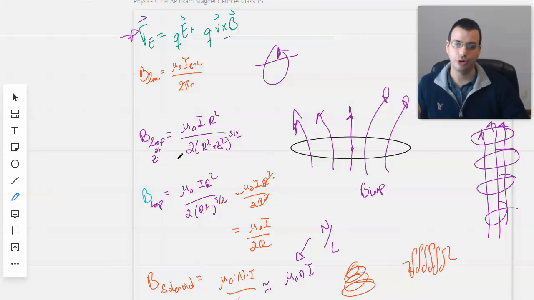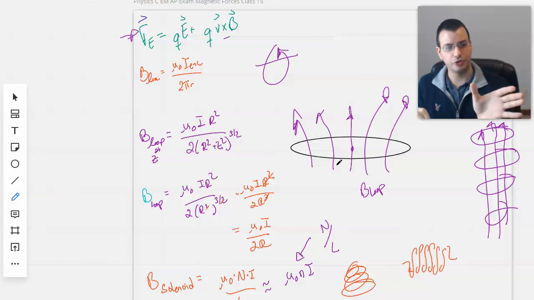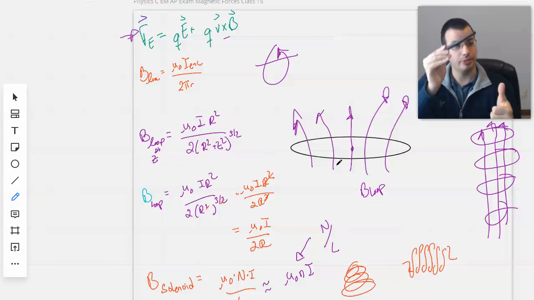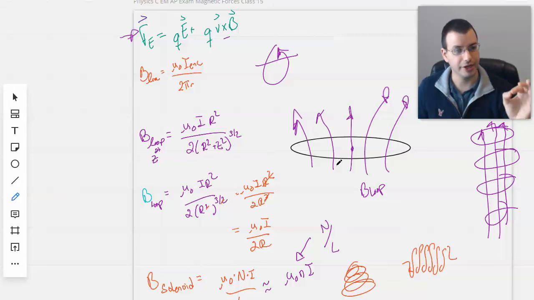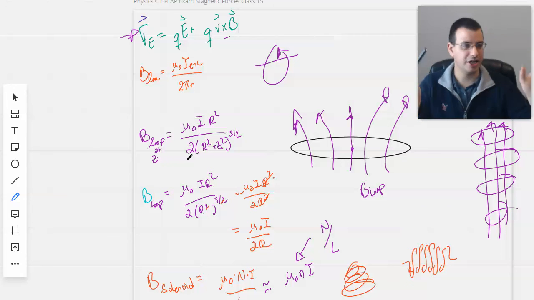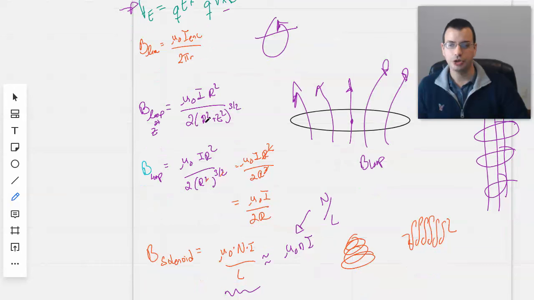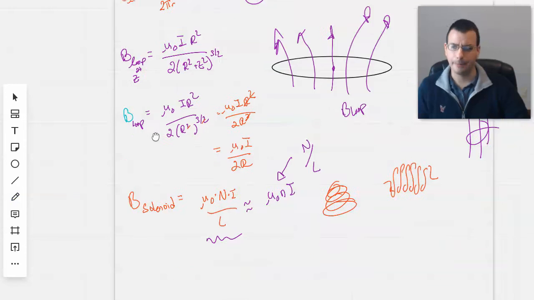The loop, where it's at z, but I'm going to talk about just this basic loop first. So for a loop, you wrap your fingers around the direction of the current, and your thumb will point in the direction of magnetic field. And then for a loop at some height z, it flares off a little bit and it gets weaker, and you get this r squared over r squared plus z squared quantity to the 3/2, which you can then use to simplify to get your loop. This is worth memorizing though.